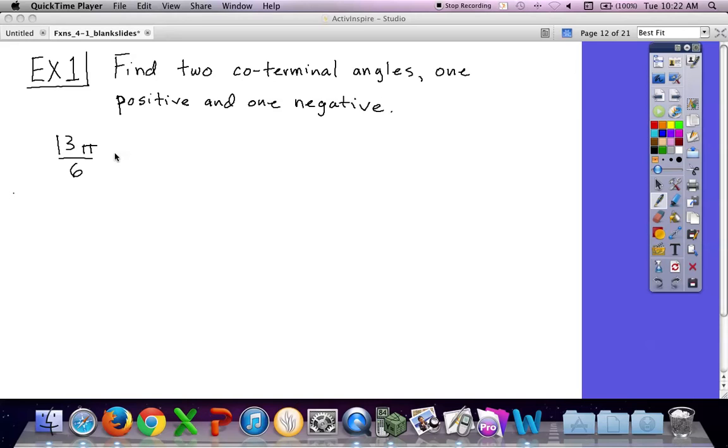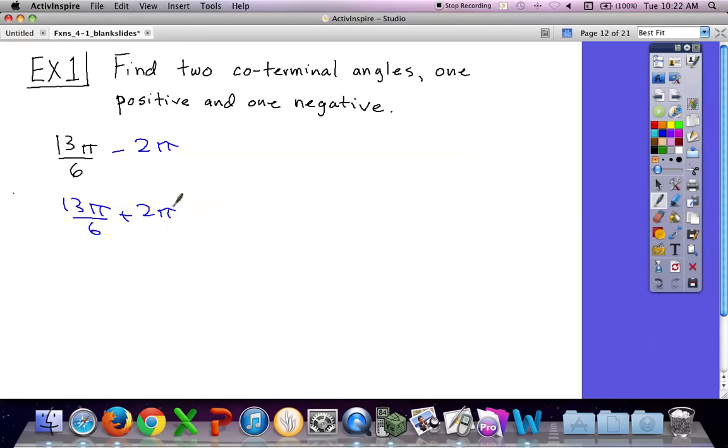In this case, I would subtract 2 pi. But you could add, right? Let's say I did that. Let's say I went 13 pi over 6, and I added 2 pi, because that would get me all the way around the circle one time. Well, I would find a need at this point to add fractions. I need a common denominator, right? So this is going to be 13 pi over 6 plus 12 pi over 6, which is 25 pi over 6.